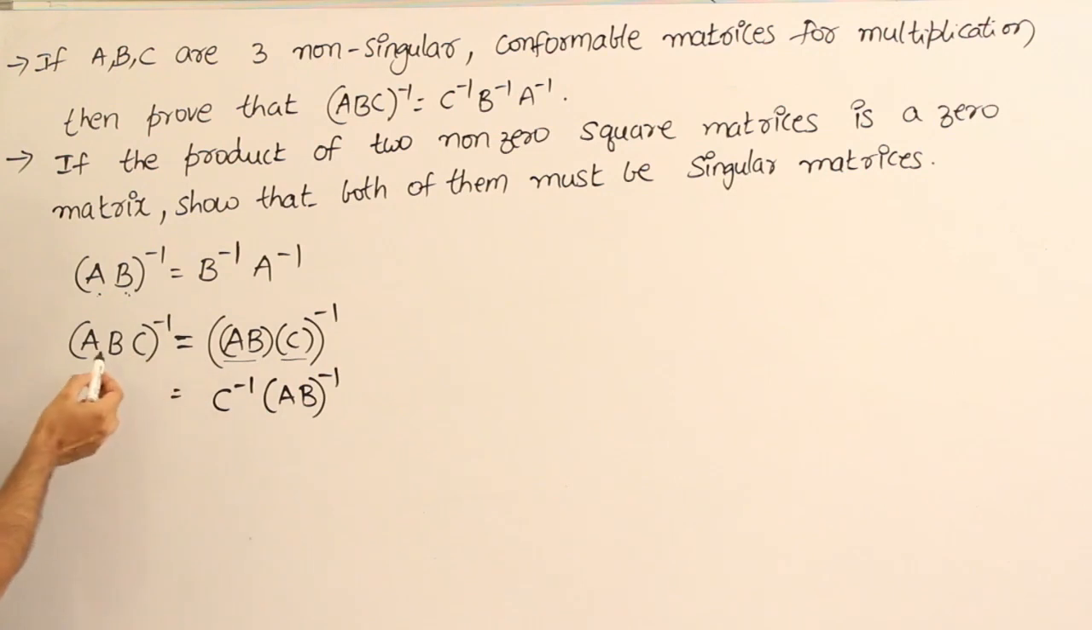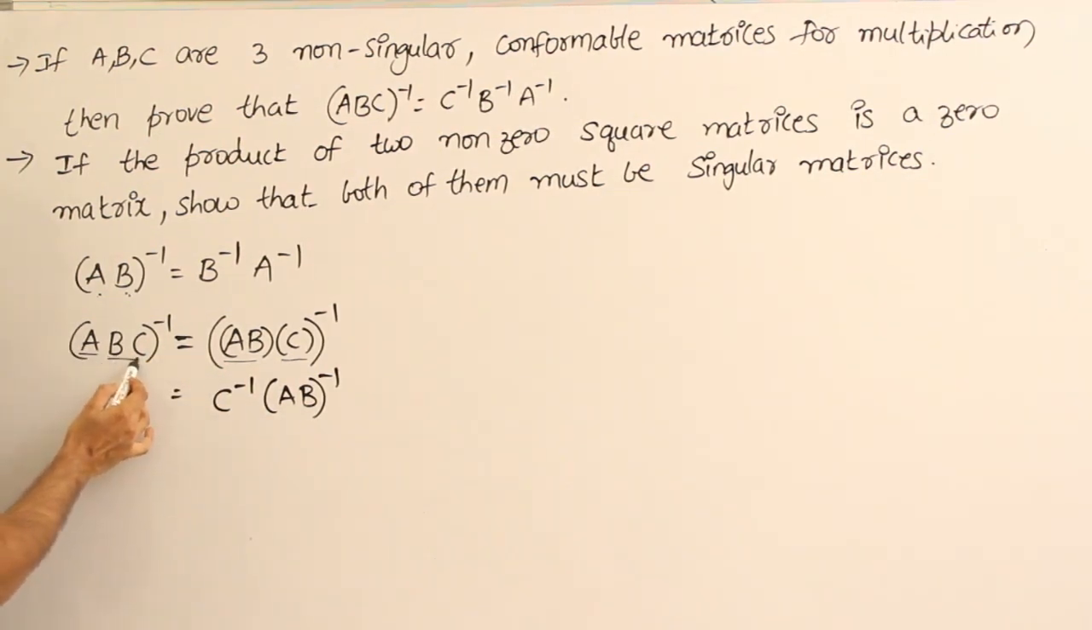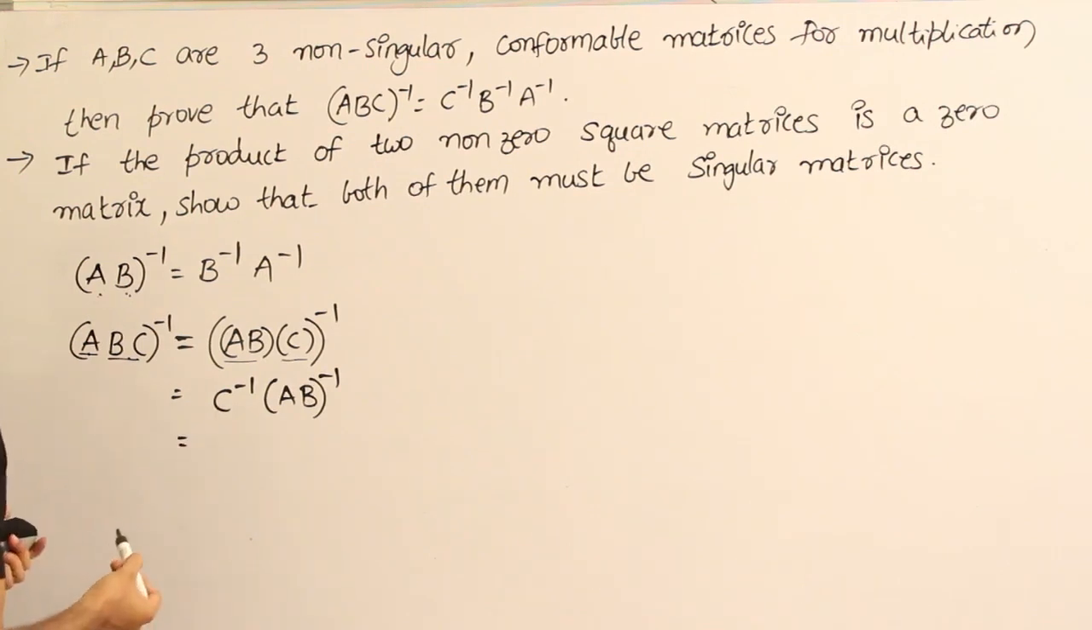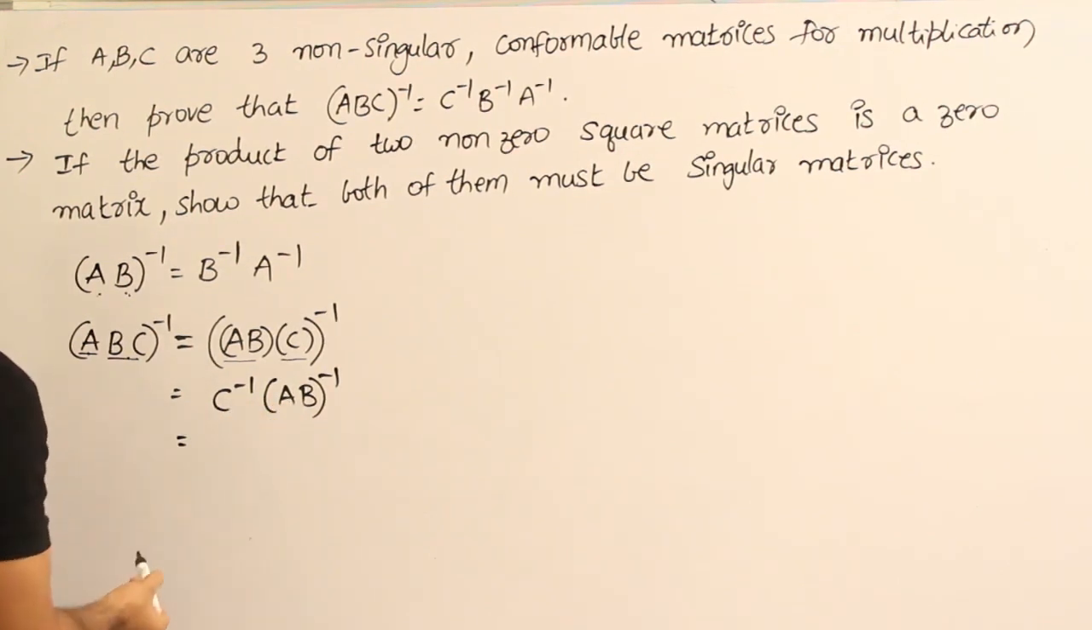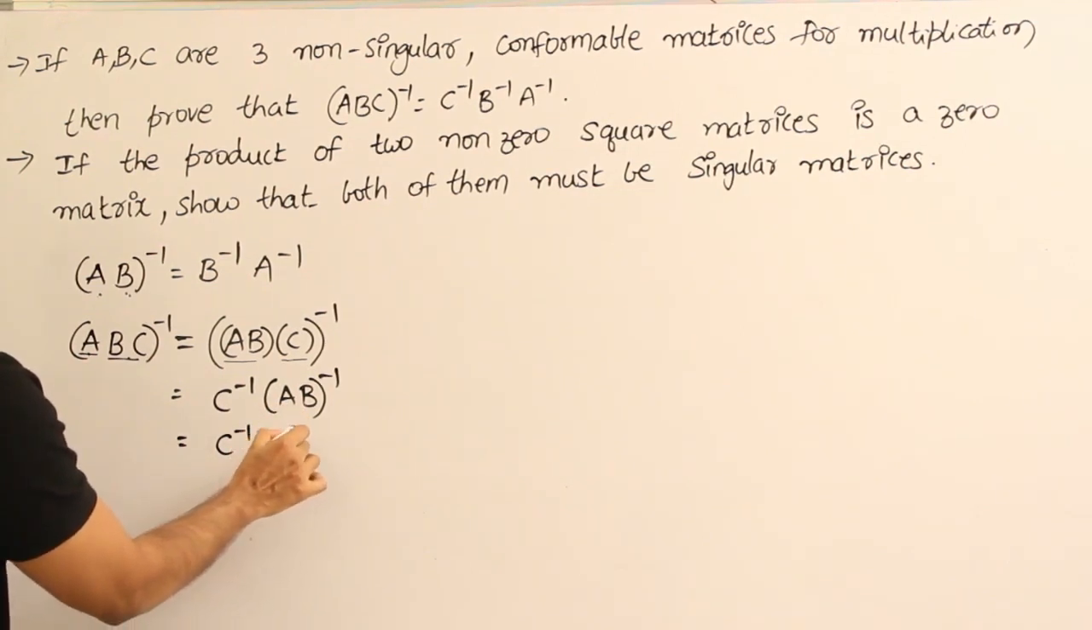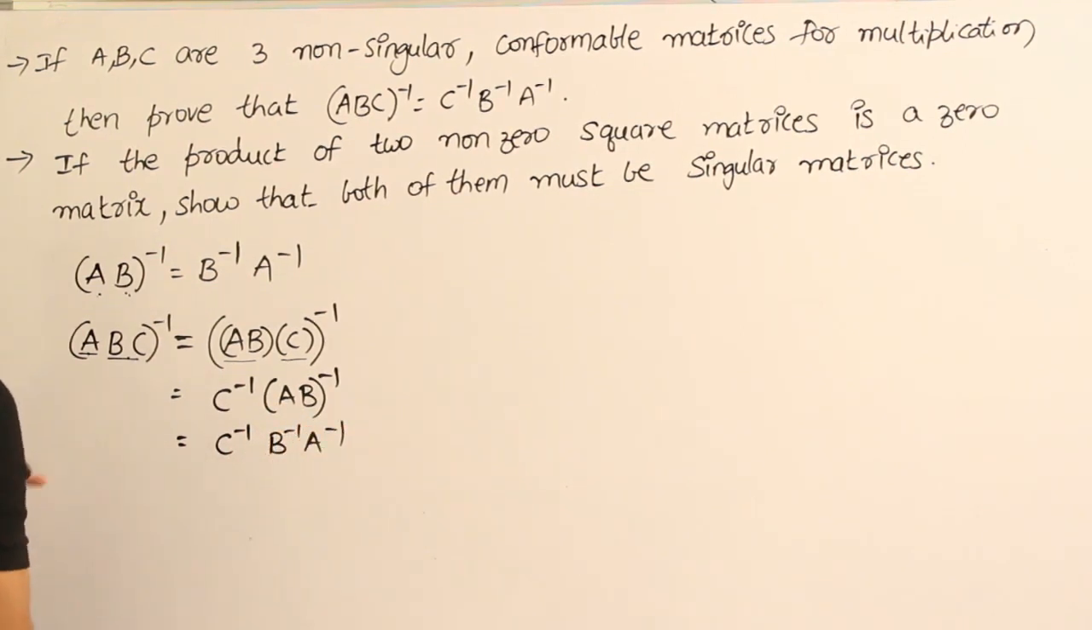Or you can divide it in the other way. You can divide it as if it is A into BC. A is the first matrix and BC is the second matrix. That way also you can do it. Whatever it is, you just see that you are writing it as a product of two matrices. That equals, now you can again write it like this. This one is B inverse into A inverse, right? So you can even extend it for n matrices.